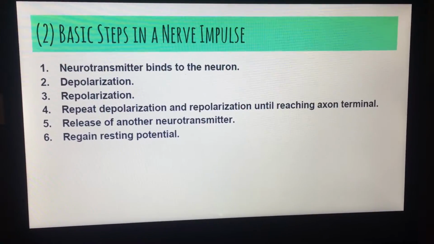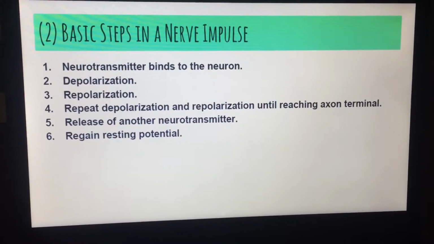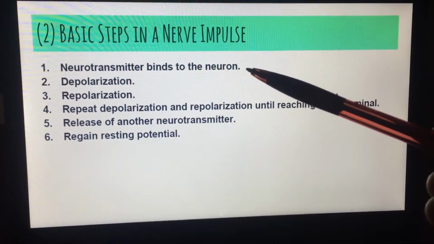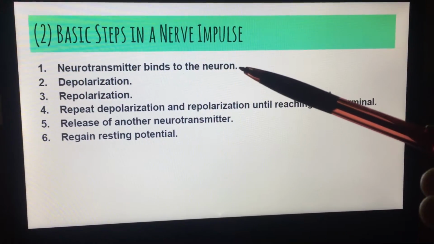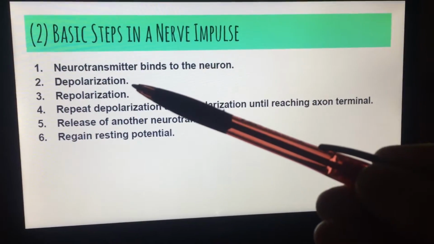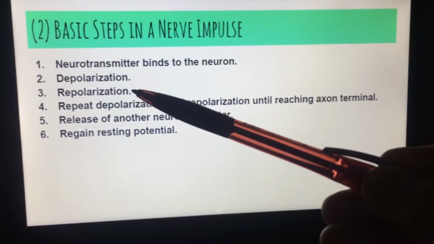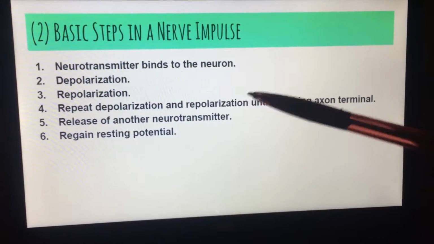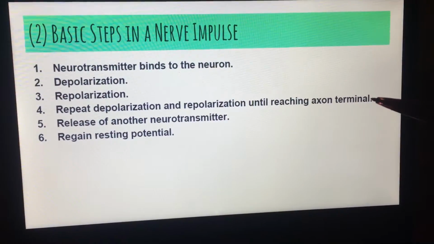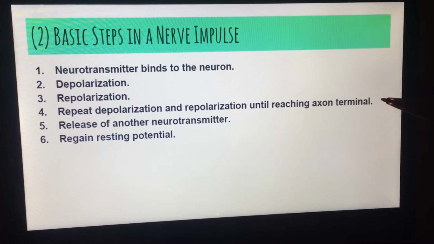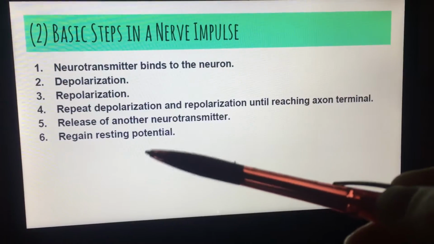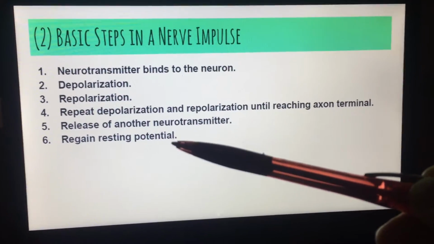Alright, so there are 6 basic steps in a nerve impulse. The first thing that must happen is that a neurotransmitter must bind to the neuron. Once that occurs, you're going to have 2 events that happen repeatedly over and over again down the length of the axon of the neuron. And these 2 events are depolarization and repolarization. Again, you're going to have depolarization, repolarization, depolarization, repolarization over and over down the length of the axon till it reaches the terminal of the neuron. Once it reaches the terminal, it's going to release another neurotransmitter, and then the neuron has to regain resting potential to put everything back where it came from.